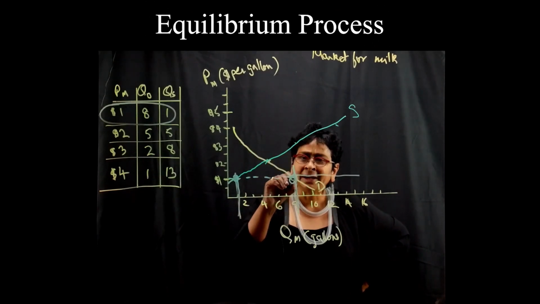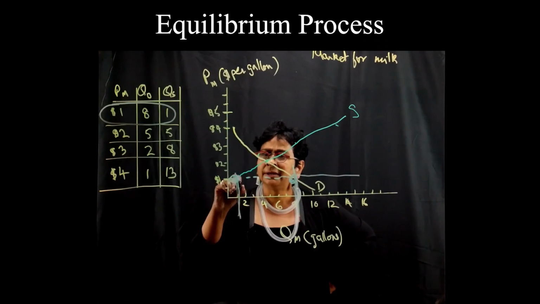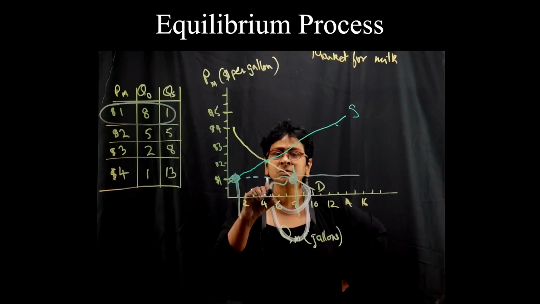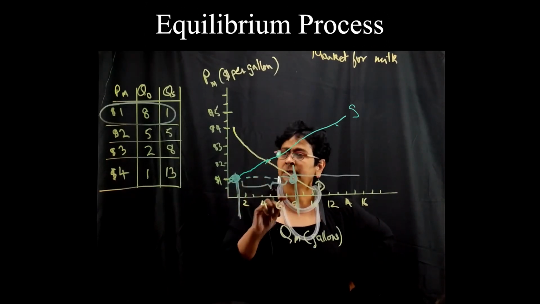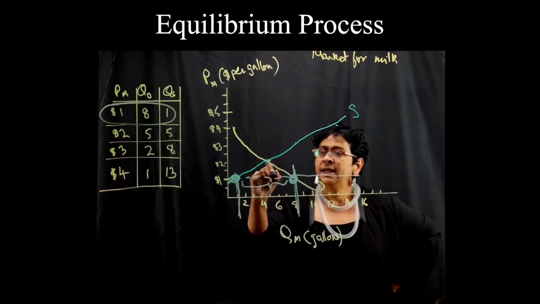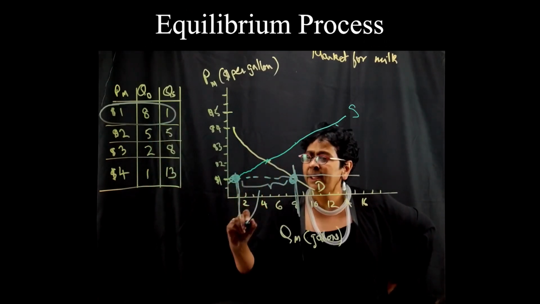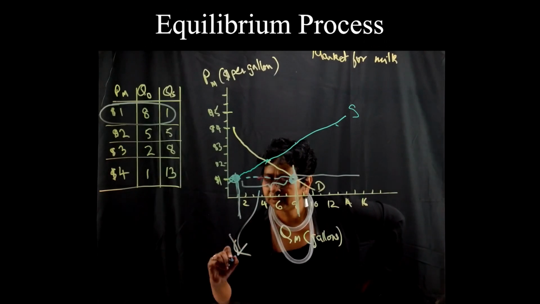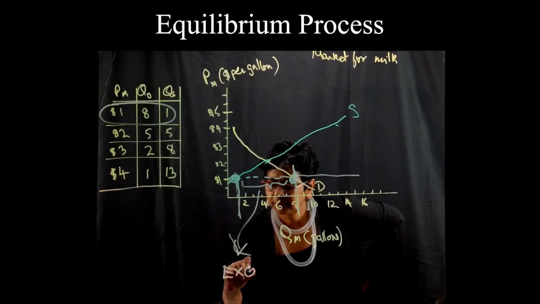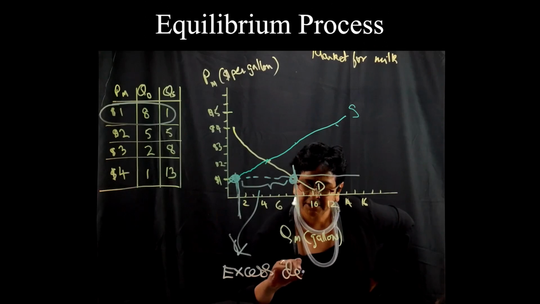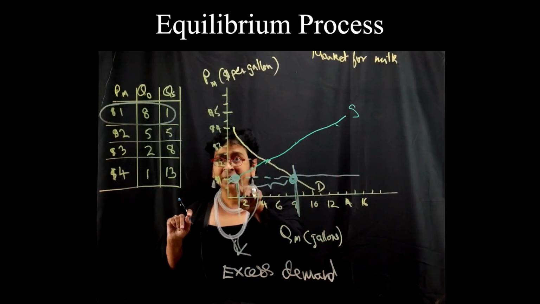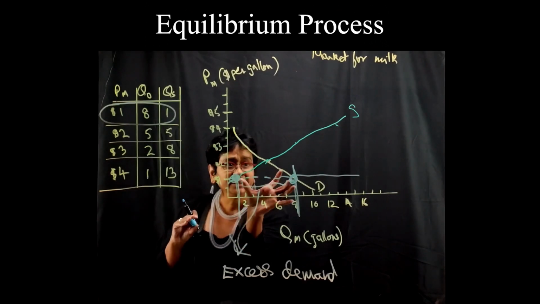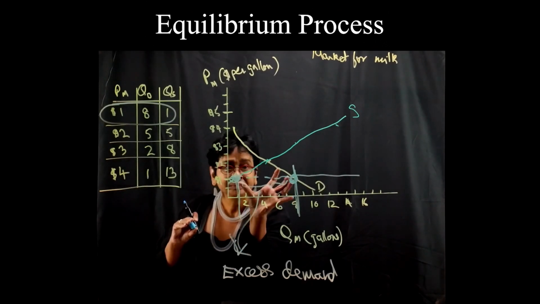The consumer would like to buy 8. The supplier wishes to sell 1. So what you've got is a situation of what we call excess demand. That is, there is more demand than there is supply, right? So that's what you're seeing here. There's an excess demand of 7, right?